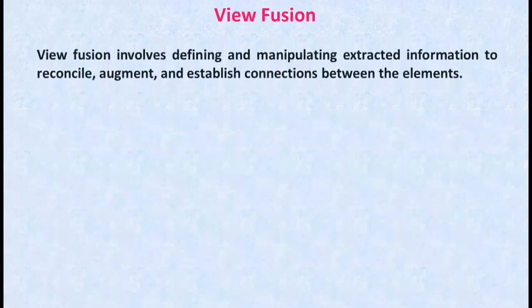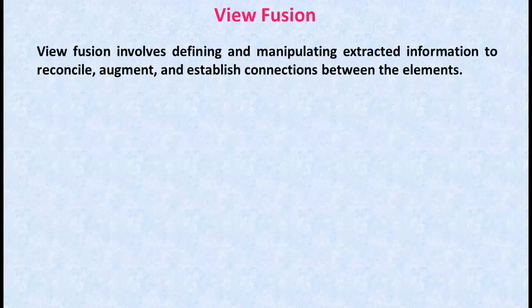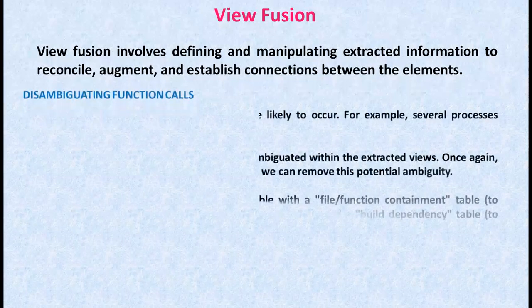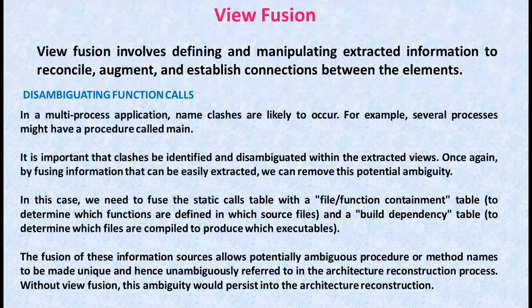Now coming to disambiguating the function calls. So here in a multi-process application, name clashes are likely to occur. For example, several processes might have a procedure called name. So it is important that these clashes be identified and disambiguated within the extracted views. Once again, by fusing the information that can be easily extracted, we can remove this potential ambiguity.